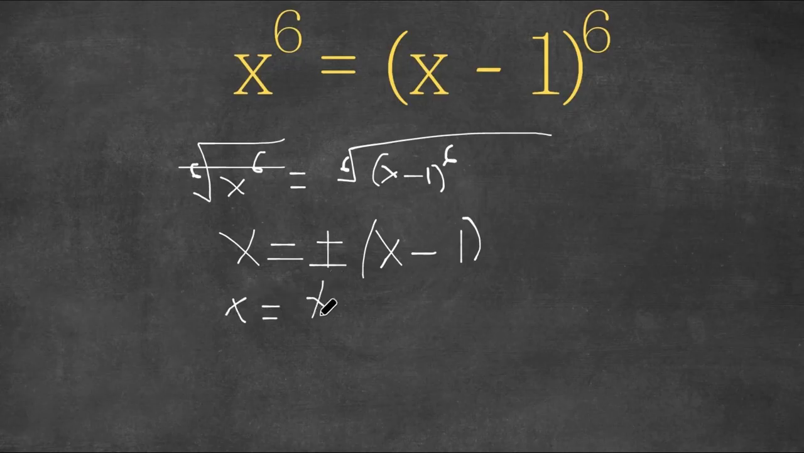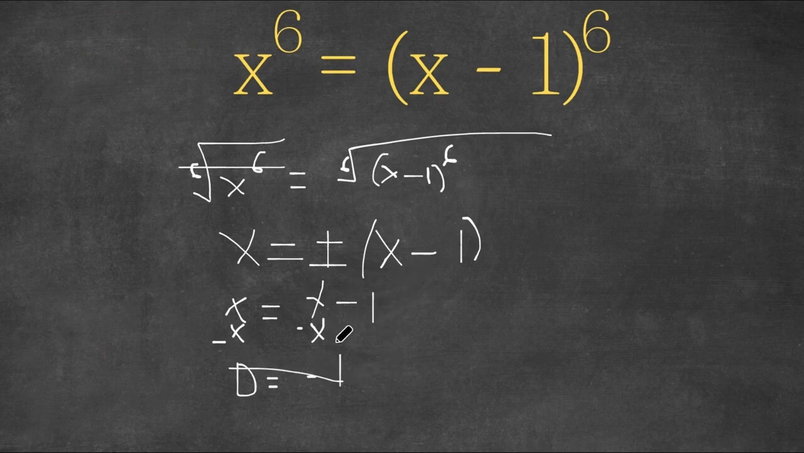Now if we subtract x on both sides for this, we get 0 equals negative 1. And this is actually a false equation, meaning this wouldn't work. X can't equal x minus 1. So we can't use the positive version. So now let's try the negative version.